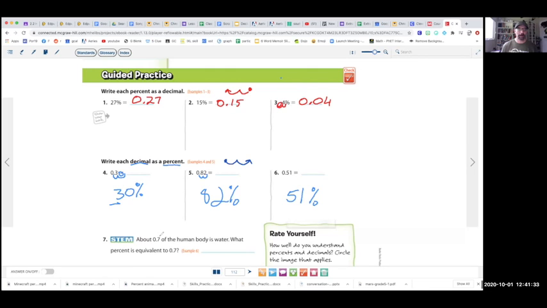So let's try number 7 down here. This says about 0.7 of the human body is water. What percent is equivalent to 0.7? Okay, ready, go. All right, so you should have just moved this decimal place 1, 2 over, fill in the empty space with a 0, and you get 70%. You are 70% water, my friends.